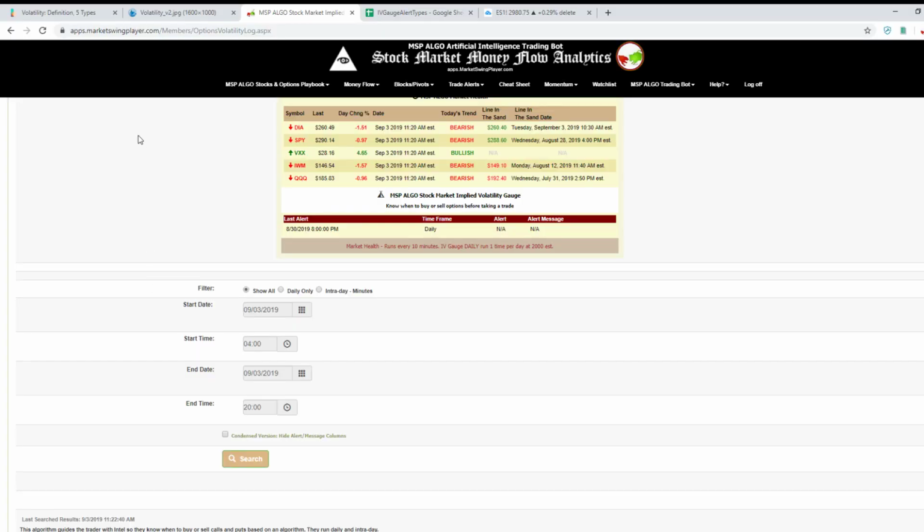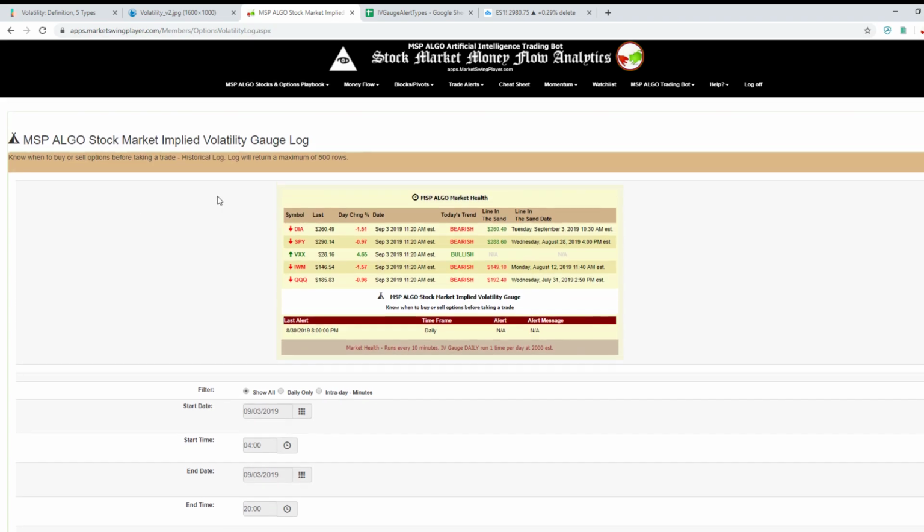Okay, so we have a new page here, and it is called Stock Market Implied Volatility Gauge Log. So we're already on this page. But the first thing we need to do before we go over this application is define what volatility is, okay?